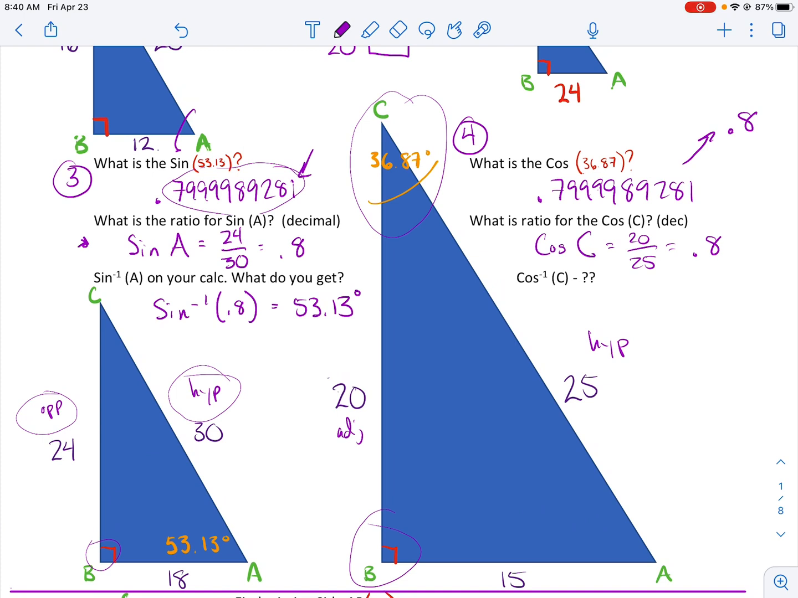Now take the inverse cosine of 0.8. What angle do you expect to get? Hopefully you recognize the pattern here. This is going to take you right back to 36.87 degrees, which is what we have there. So we took the ratio created by those two sides, and we can actually find the angle measure.